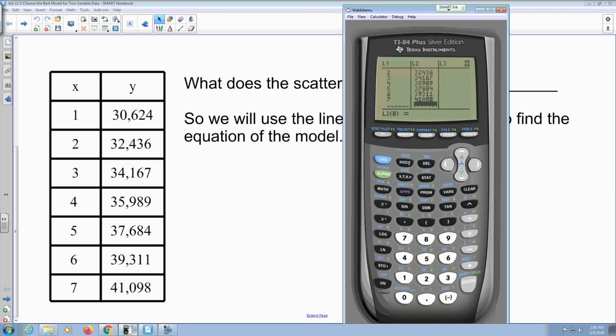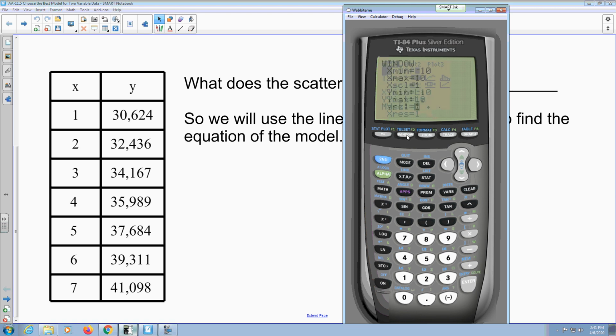I'm going to hit 2nd Quit. Then I want to hit Stat Plot. So 2nd, Y=, to get my Stat Plot. I want to take Plot 1 here and turn it on, so hit Enter. I want the type to be the dots here, and these dashes are fine as well.